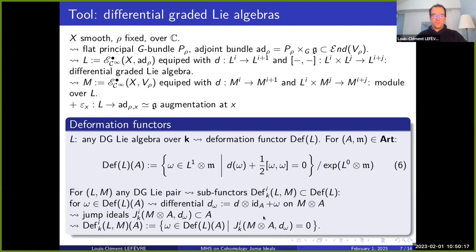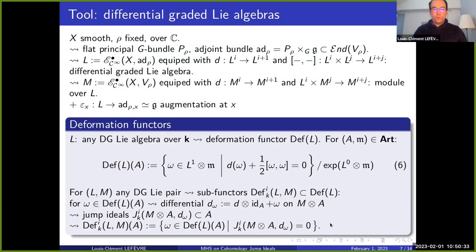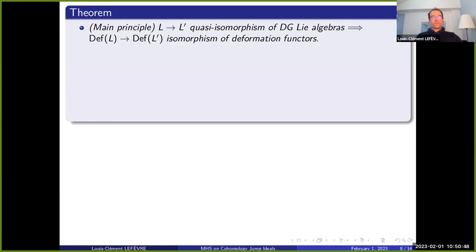These jump ideals precisely measure the property that they vanish precisely if you work over a field. Sorry, if you work over a field, they vanish precisely when the dimension of the jump is okay. So these are different subfunctors of this. And the main principle of deformation theory is that if you have a quasi-isomorphism of DG algebras, a map that induces an isomorphism in cohomology in all degrees, then the induced morphism of deformation functors is an isomorphism.